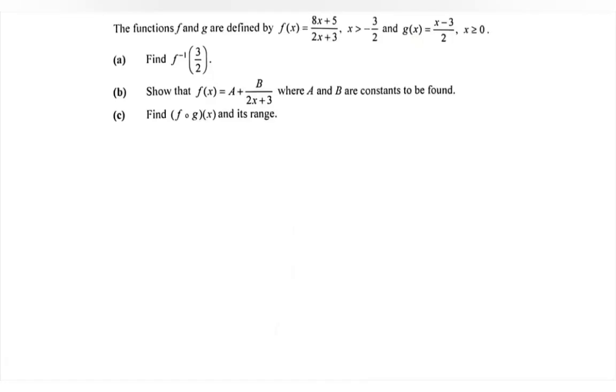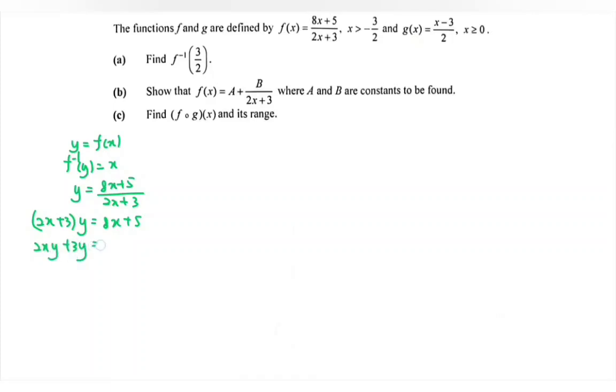My suggestion would be to find the inverse first. So y = f(x), and f inverse of y gives x. So y = (8x + 5)/(2x + 3). Cross multiply the situation. So we have (2x + 3) multiplied by y equals 8x + 5. Expand and then rearrange based on the terms. So we have 2xy + 3y = 8x + 5.